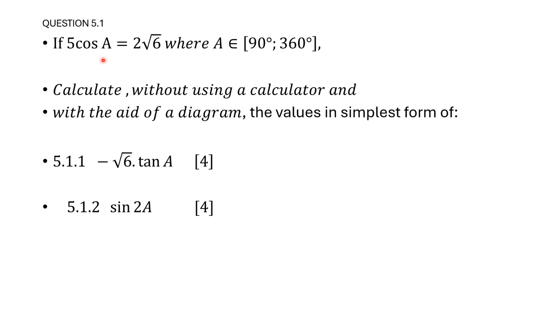If 5 cos A equals 2 square root 6, where A is an element of 90 to 360, so here they're technically telling us we're only working from 90 degrees to 360, so that's 3 quadrants. Calculate without using a calculator and with the aid of a diagram the values in the simplest form of negative square root 6 tan A for 4 marks, and then for the second one sine 2A for 4 marks. Alright, so first we're going to have to simplify that equation, and then we're going to have to draw in a proper quadrant and then get the outstanding value before we can solve here.